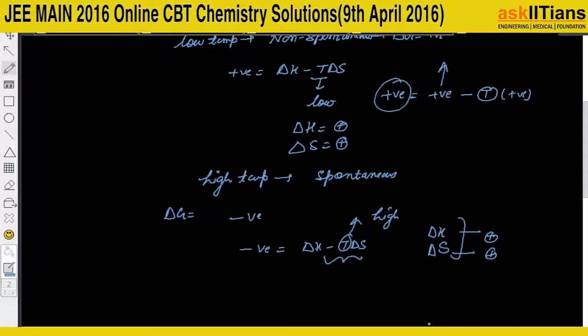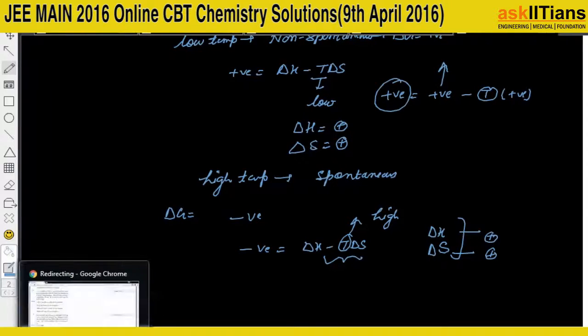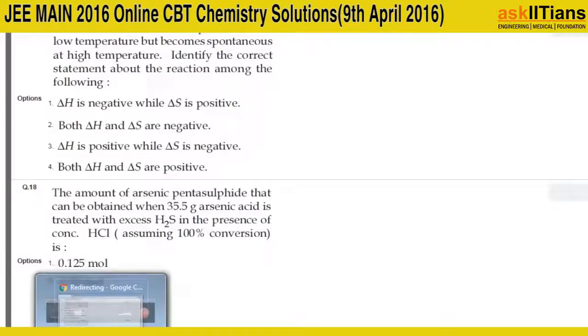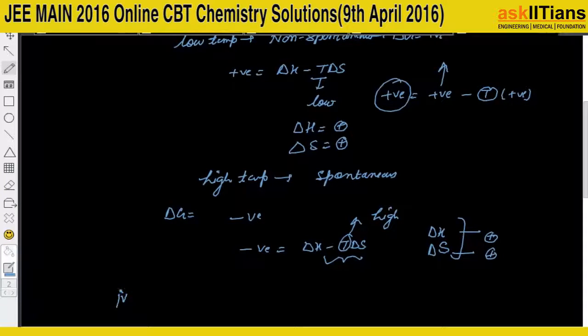So coming over to the options that have been given to us for this particular question, the options say that delta H is negative while delta S is positive. Both delta H and delta S are negative. Delta H is positive while delta S is negative, and the fourth option is both delta H and delta S are positive. And hence I'll say option number 4 will be the correct option for this particular question.